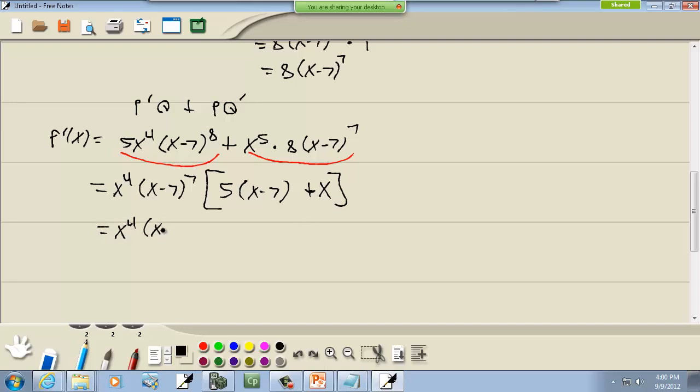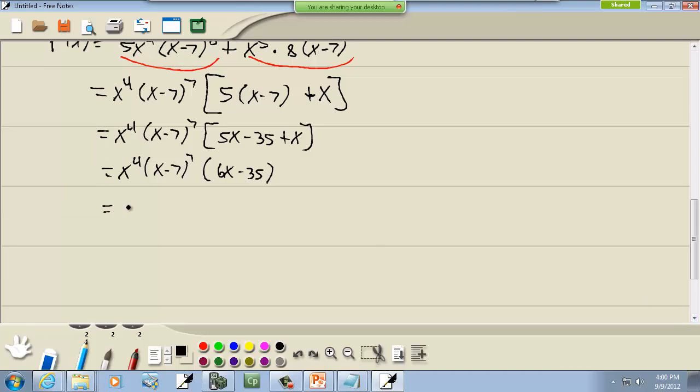So we got x to the 4th times (x minus 7) to the 7th. 5 times x is 5x. 5 times negative 7 is negative 35 plus x. Okay. 5x plus x gives us 6x minus 35. Not that the position of it matters any, but I'm going to go ahead and put the (6x minus 35) in front and the (x minus 7) to the 7th behind. I think it just looks a little bit cleaner. And that's our answer.